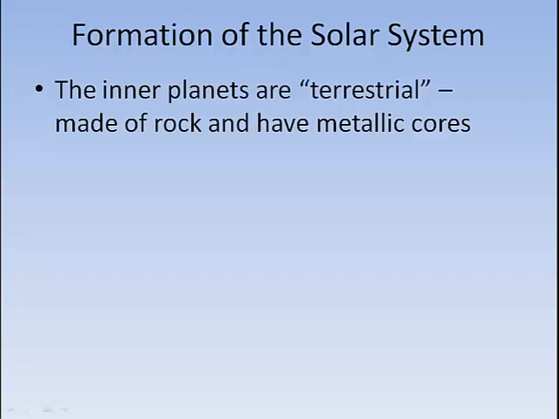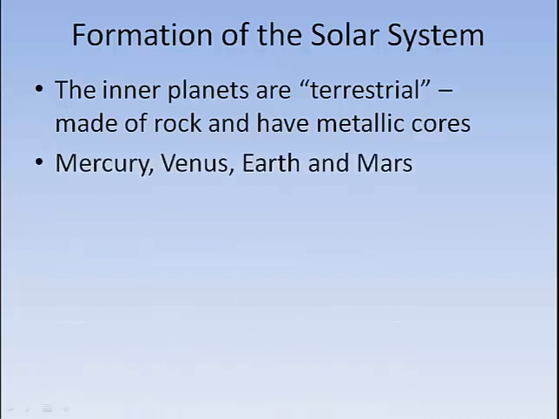Now, the inner planets are what we call terrestrial. Terrestrial means Earth-like. They're made of rock, and they have metal cores. We learned that before. So Mercury, Venus, Earth, and Mars are all made out of rock. They have metal cores.